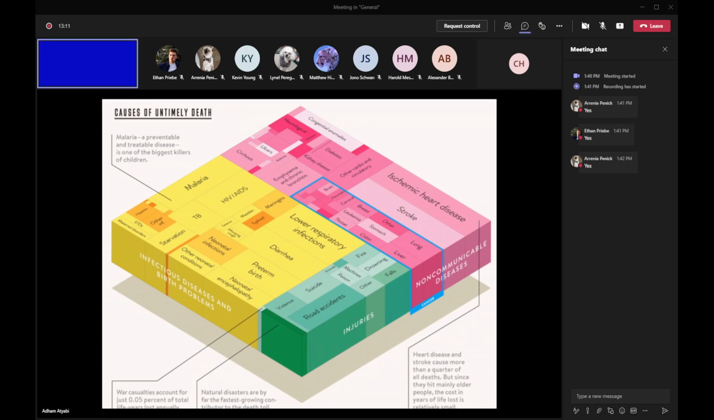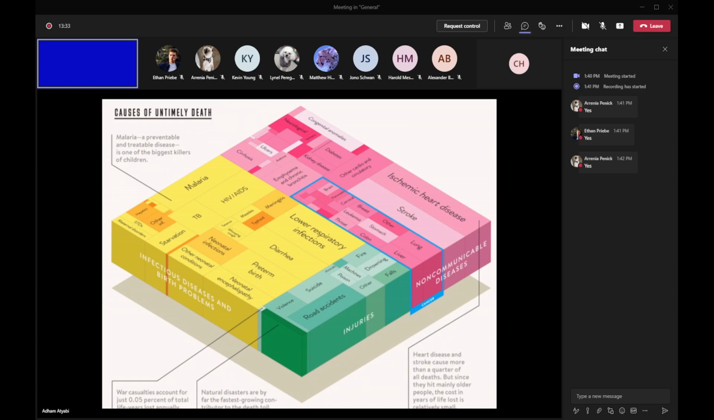Let's consider two different things. The first thing, would you consider a graphic like this misleading, or do you consider it as informative? You think it's misleading? What about the rest of you?